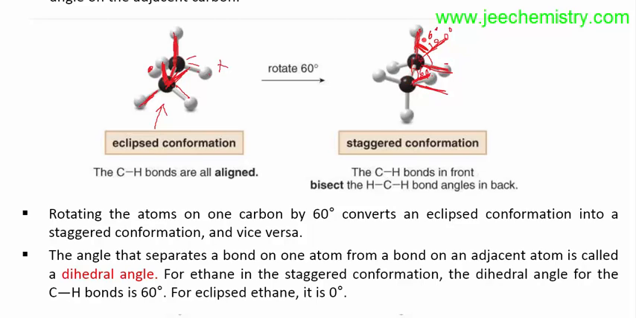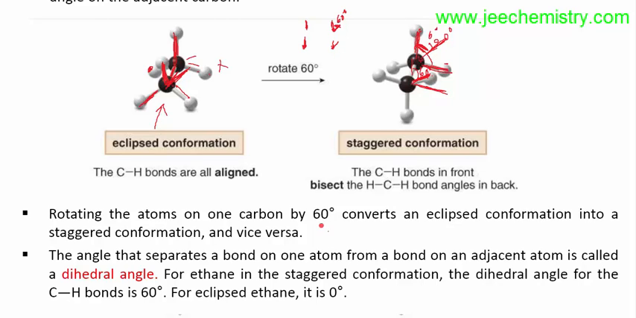There is some angle apart. Previously there was a 0 angle. Front carbon, back carbon, both are aligned one to one, back to back. So they have a 0 degree angle. But after this rotation, if the front carbon is brought to this position, we can easily say there is a 60 degree angle.